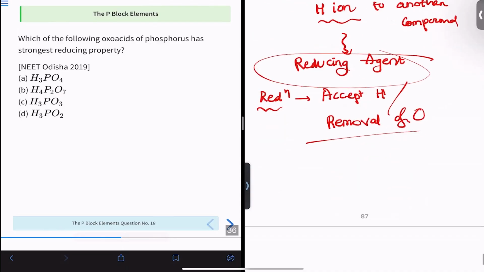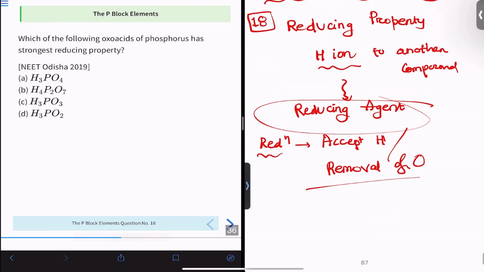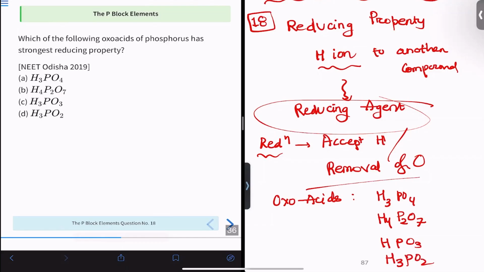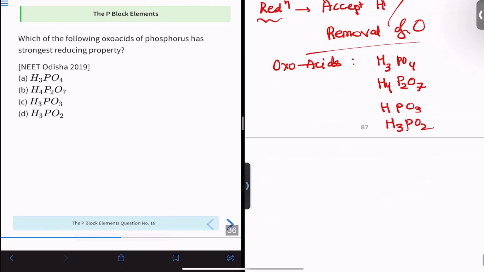So from the oxo acids given below, what are the oxo acids they have given us? I'll write here H3PO4, H4P2O7, HPO3, H3PO2. Four oxo acids. Which one of the following is the strongest reducing agent? We have to find out.